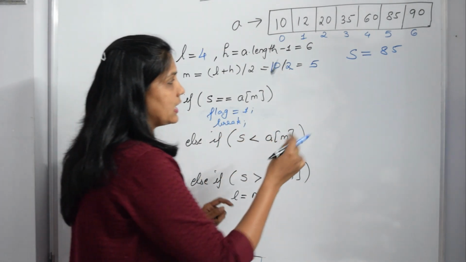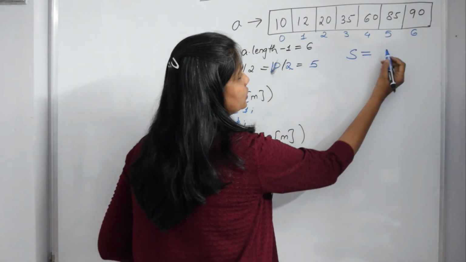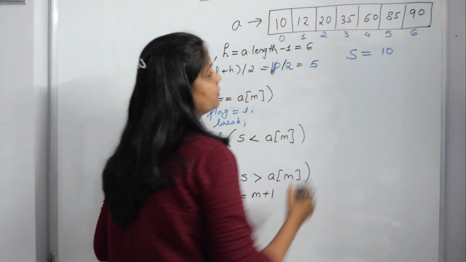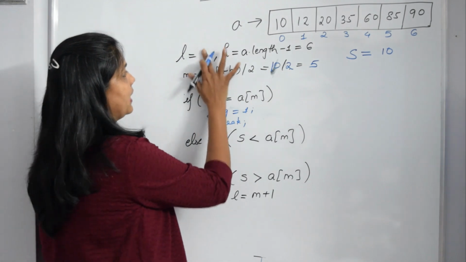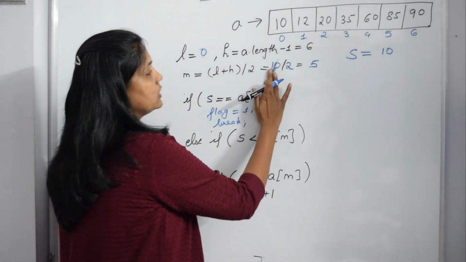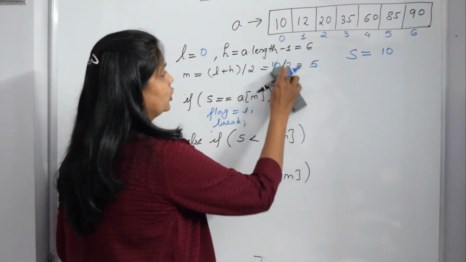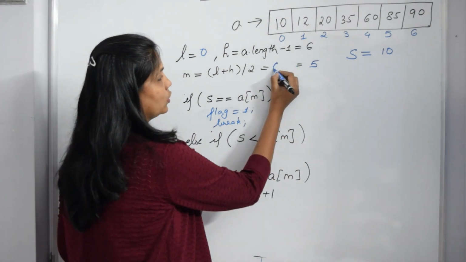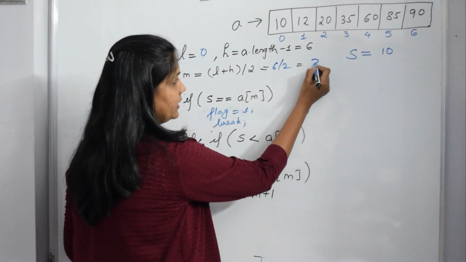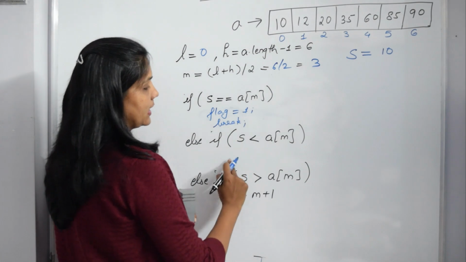Now assume that the element that we wanted to search was 10. So let's go ahead and see. My L was initialized to 0. 0 plus 6 by 2, right? That is 6 by 2, which gave me 3. 3, no, I come here.